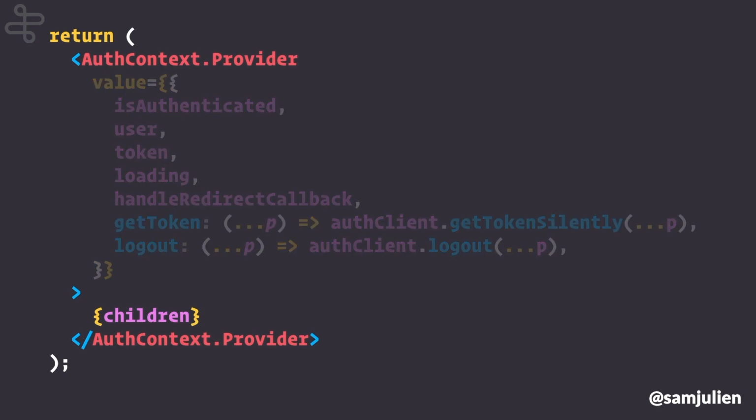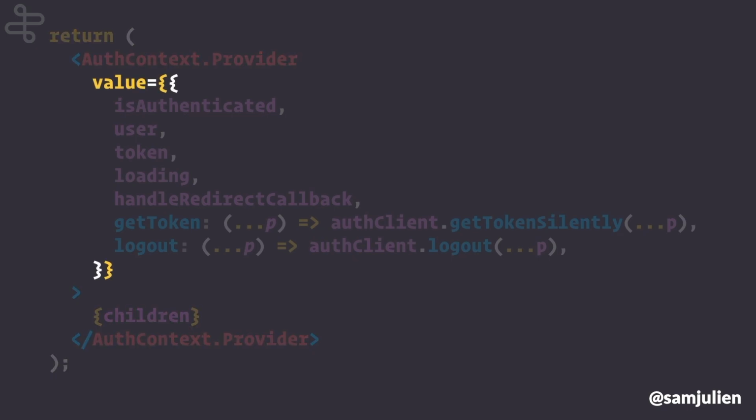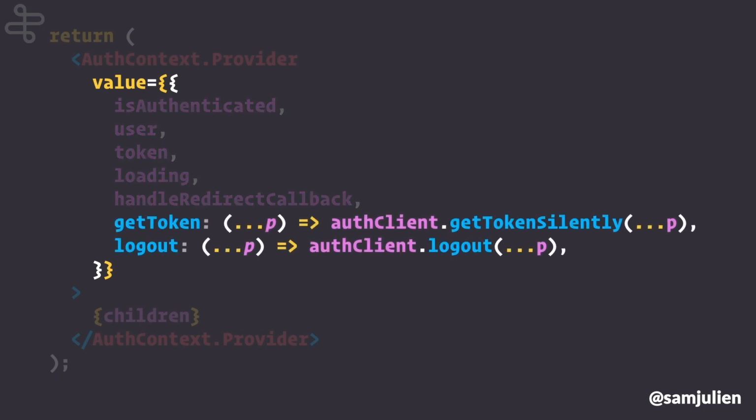So notice here, we're going to create this provider, wrap it around our children, and then the value that we're going to give this provider is going to include all of the things that we've defined, like the user and the token and any functions we've defined. And then we're also going to pass in any functions that are just going to wrap SDK functions. So like we have this getTokenSilently on our auth client that we're going to wrap in a getToken function, and we can do that for however many we need to do.